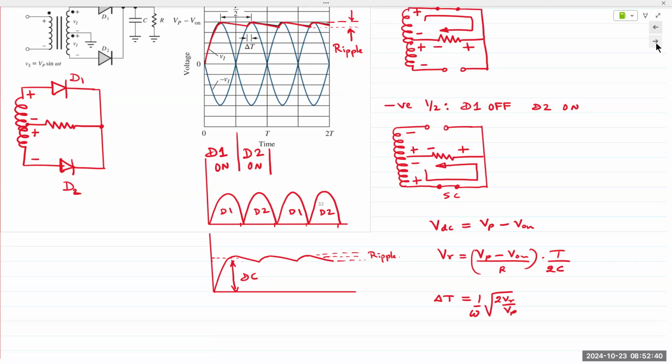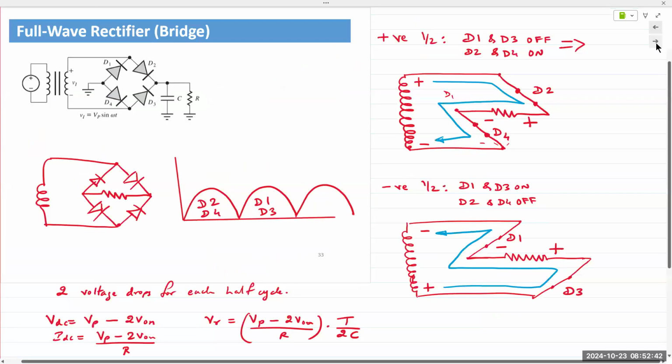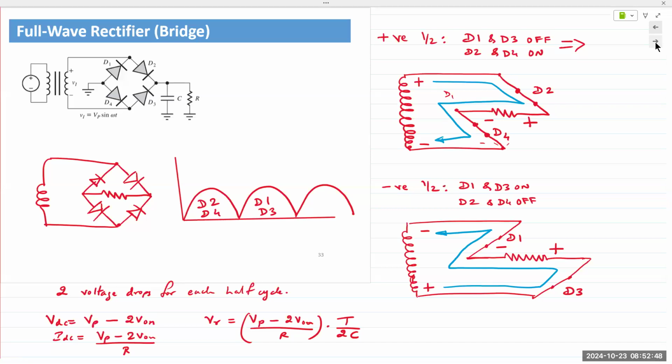Let's see. So center tap, bridge rectifier. Oh, any questions before? Okay.